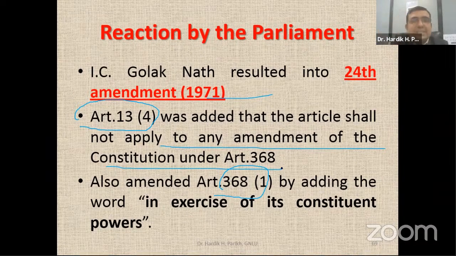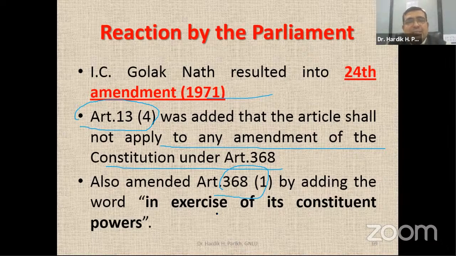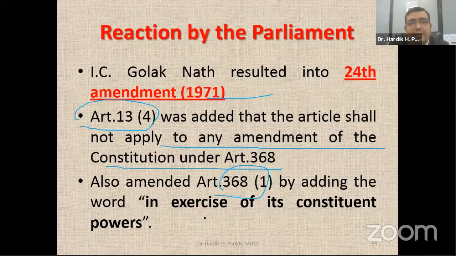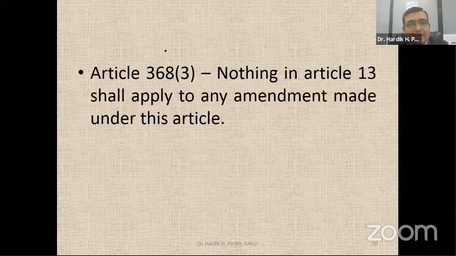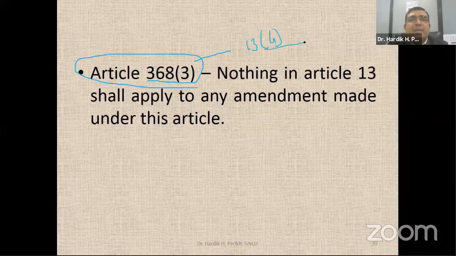So it means the IC Golaknath judgment observed that a constitutional amendment is also law. Now this Article 13(4) is doing away with that. Whatever was stated, now we are amending so that a constitutional amendment shall not be considered to be law, and that's why it shall not be applicable. And the same amendment was made in 368, in exercise of constitutional power. So whatever has been done in exercise of the constitutional power will not be applicable to the amendment. And in Article 368(3), you will find the same wordings as in Article 13(4): nothing in Article 13 shall apply to any amendment made under this article.